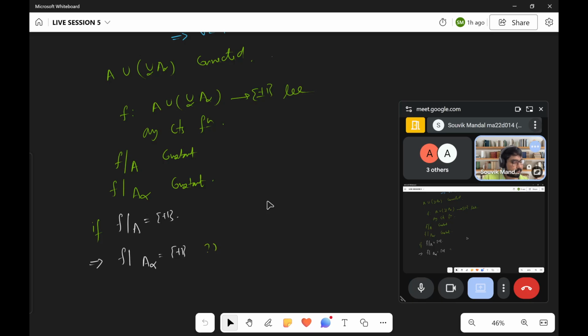Why? If f restricted to A is plus 1, then f restricted to A alpha will also be plus 1. Any idea? Any guess why that has to be true? Think about it, take your time. It is very easy.